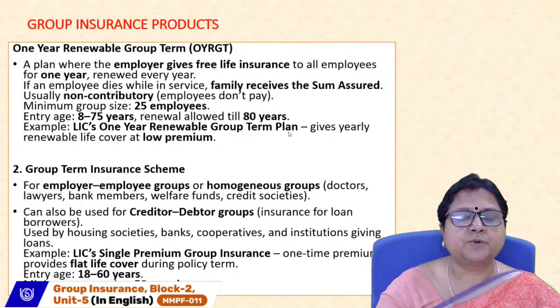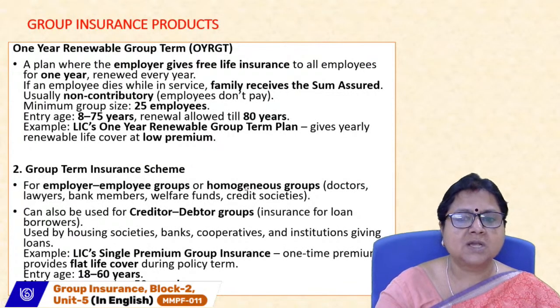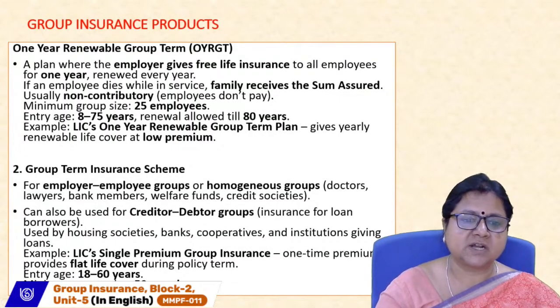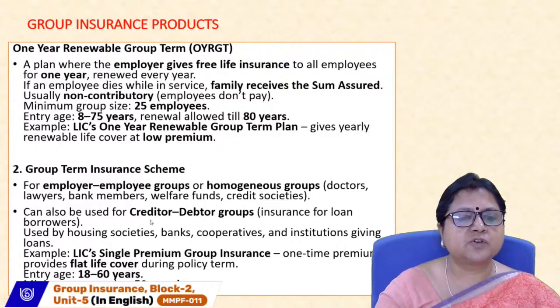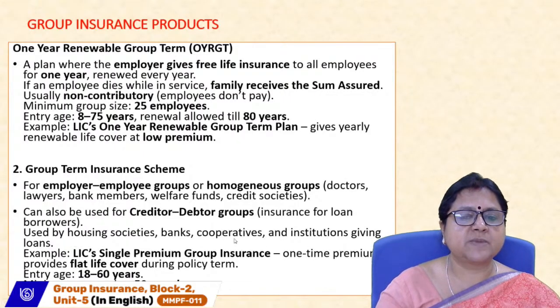LIC's 1 year renewable group term plan gives yearly renewable life cover at a very low premium. Similarly, the group term insurance scheme is also for employer-employee groups or homogeneous groups like doctors, lawyers, bank members, welfare funds or credit societies. This can also be used for creditor-debtor groups, as we were talking that banks can make group insurance for credit card holders. It is used by housing societies, banks, cooperatives and institutions giving loans.